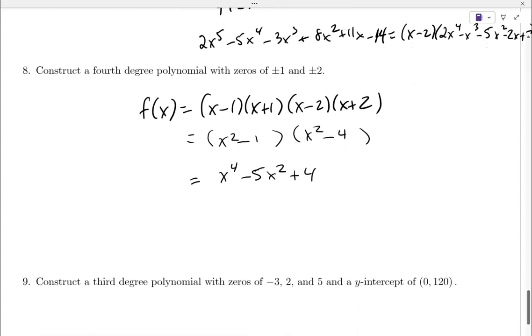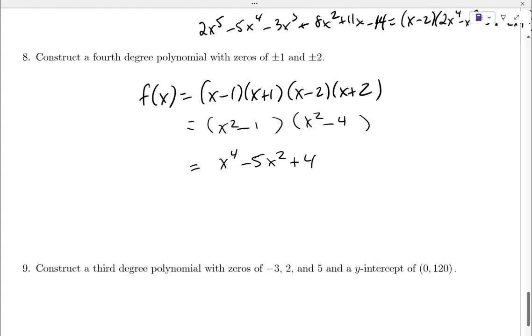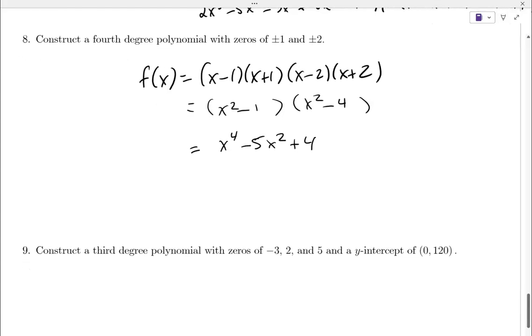Now the last one's got a little bit of a twist to it, but we'll talk about how we find the twist. Ignore the last part, where it says the y-intercept piece, because that's going to be the twist. Let's start this problem exactly like we just did the previous one. It says construct a 3rd degree polynomial. And we have zeros of -3, 2, and 5. So if I ignore the last part, what would you write down?